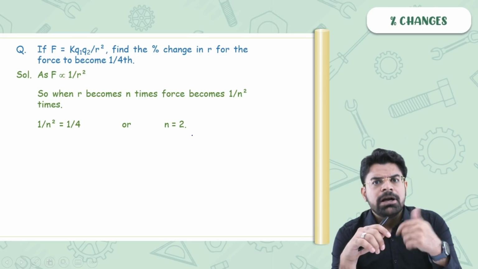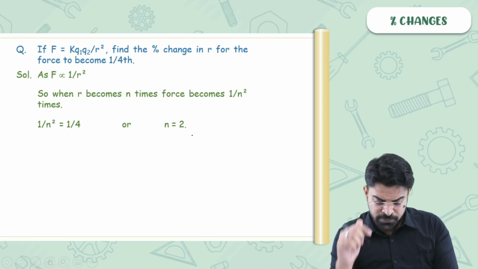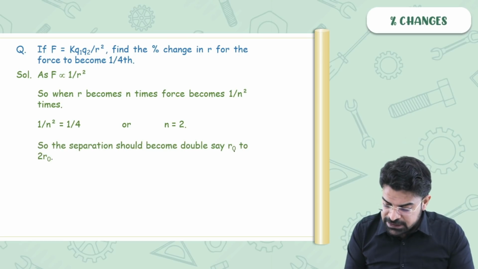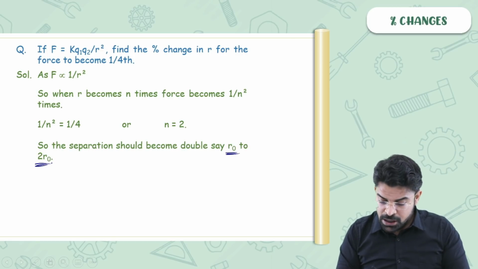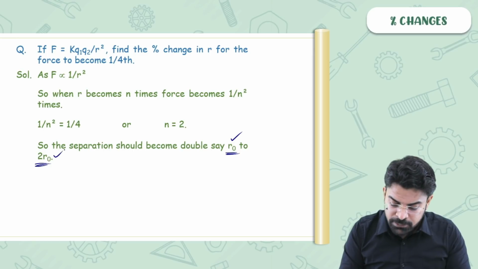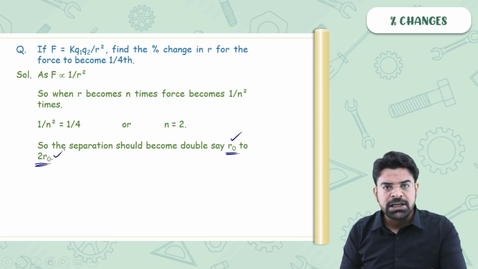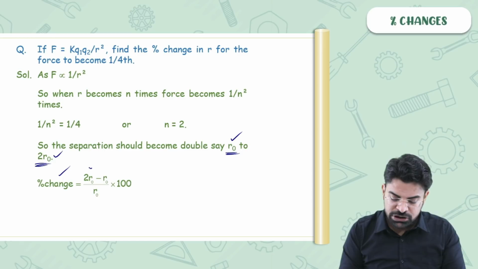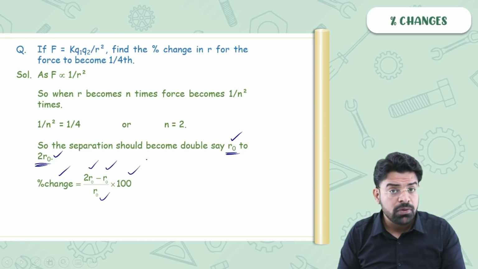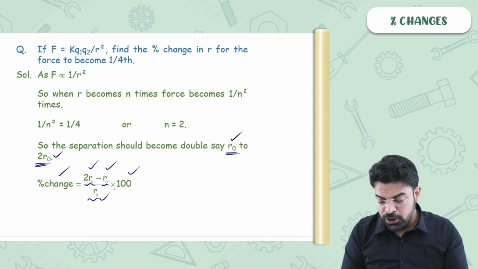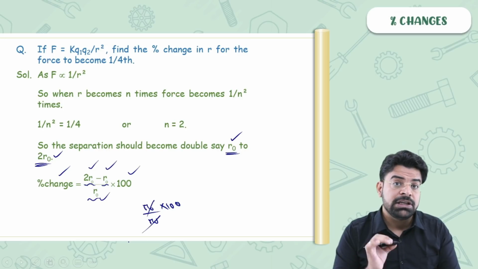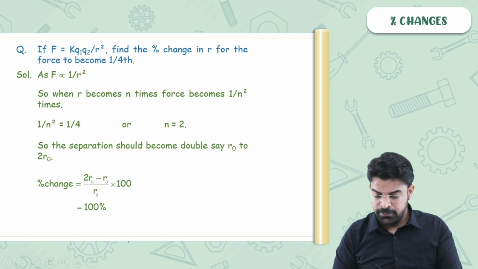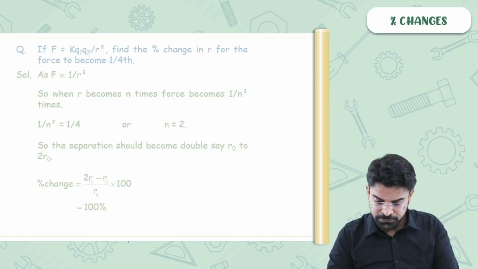And for r to become double, what is the percentage increase in r? Let's say the separation changes from r naught and becomes 2r naught. When the separation changes from r naught to 2r naught, r becomes double. What is the percentage increase? The percentage change equals final minus initial upon initial into 100. 2r naught minus r naught upon r naught into 100. That gives you r naught by r naught into 100, which is nothing but 100% increase in separation. Let's move on further.